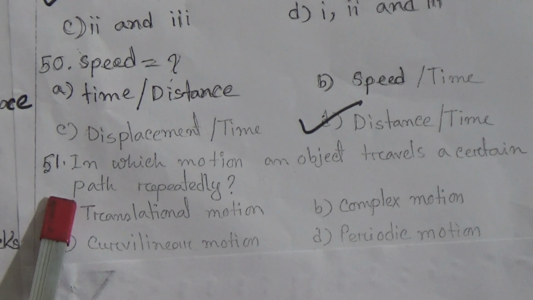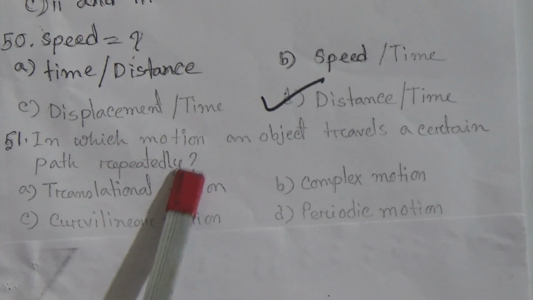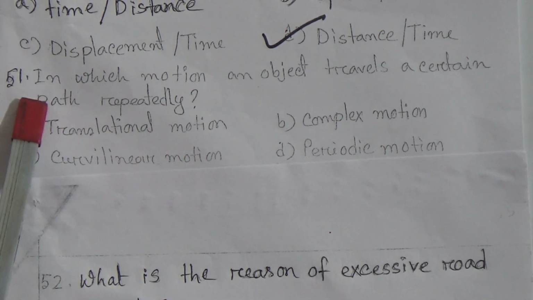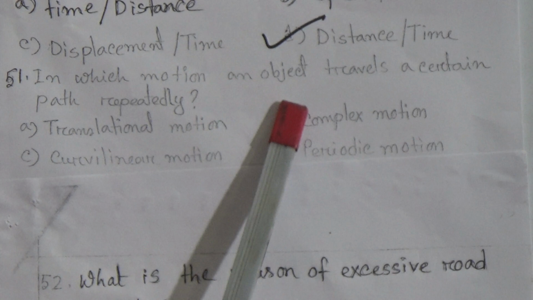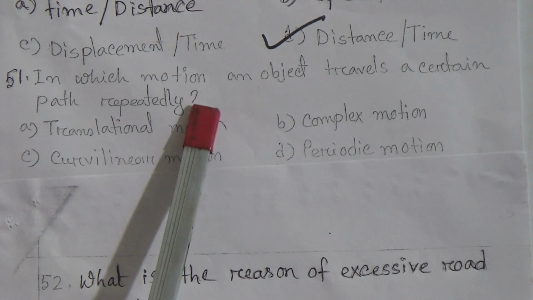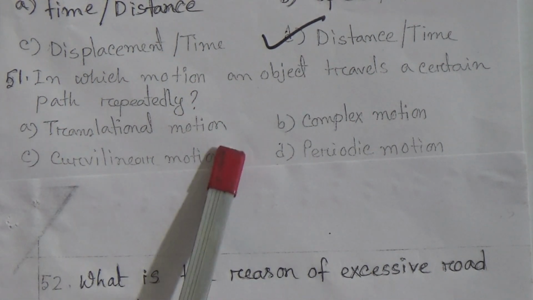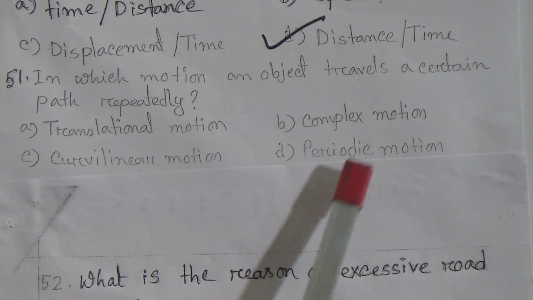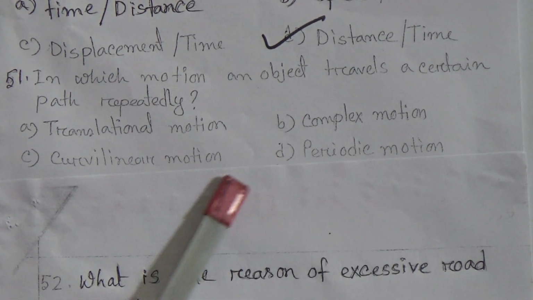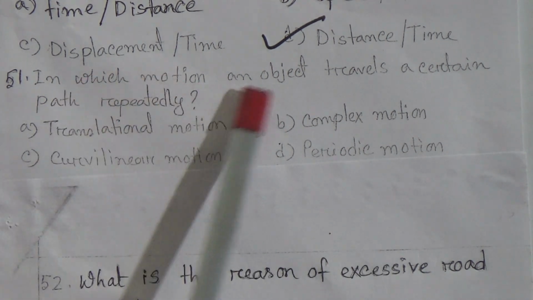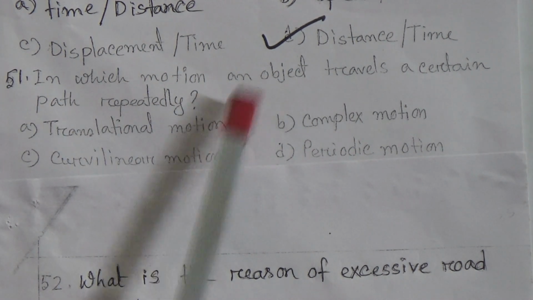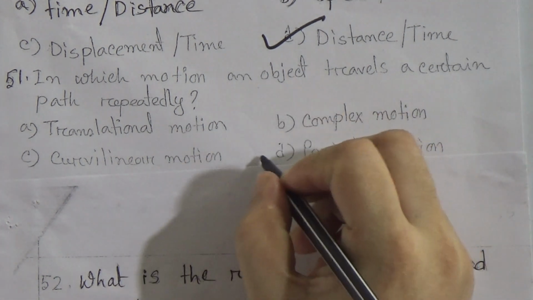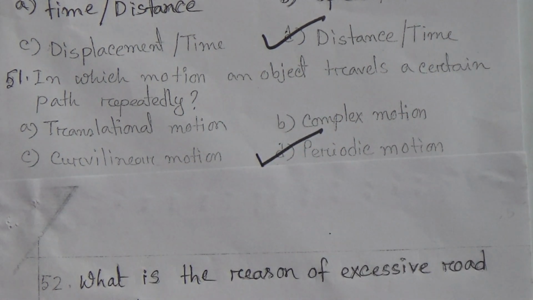Now MCQ number 51. In which motion does an object travel a certain path repeatedly? Option A translational motion, option B complex motion, option C curvilinear motion, and option D periodic motion. Dear students, we know the motion in which an object travels a certain path repeatedly is periodic motion. So our correct answer is option D. Put a tick mark on option D.